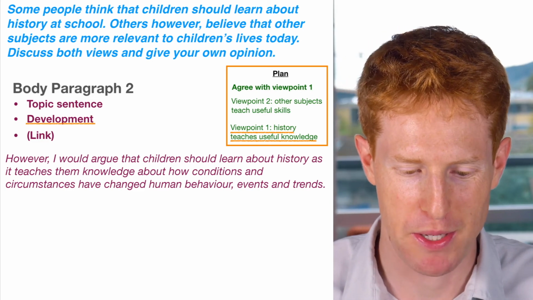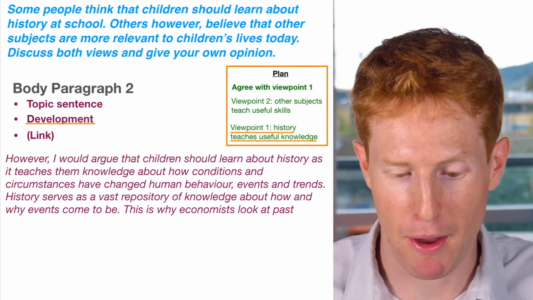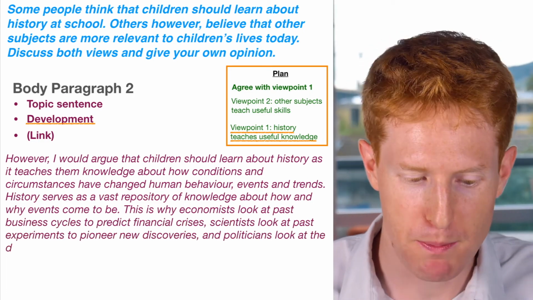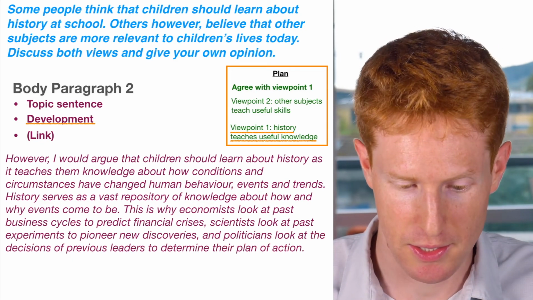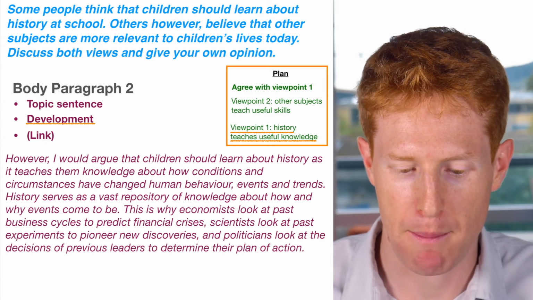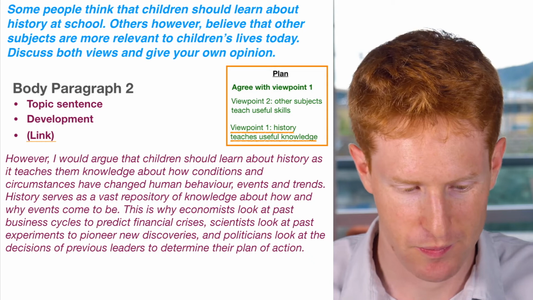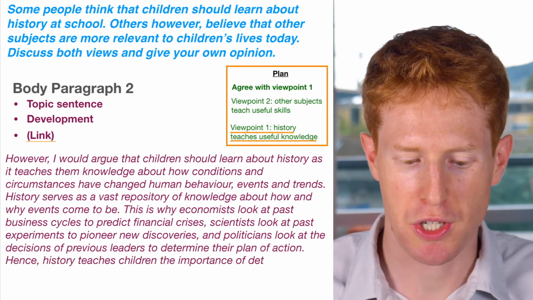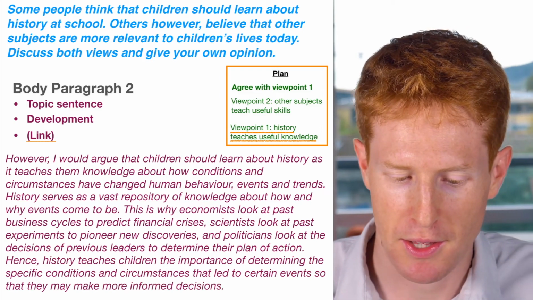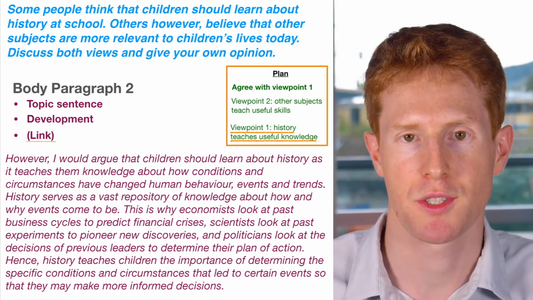We move on to the development. History serves as a vast repository of knowledge about how and why events come to be. This is why economists look at past business cycles to predict financial crises, and politicians look at the decisions of previous leaders to determine their plan of action. Okay, finally, the link. Hence, history teaches children the importance of determining the specific conditions and circumstances that led to certain events so that they may make more informed decisions.